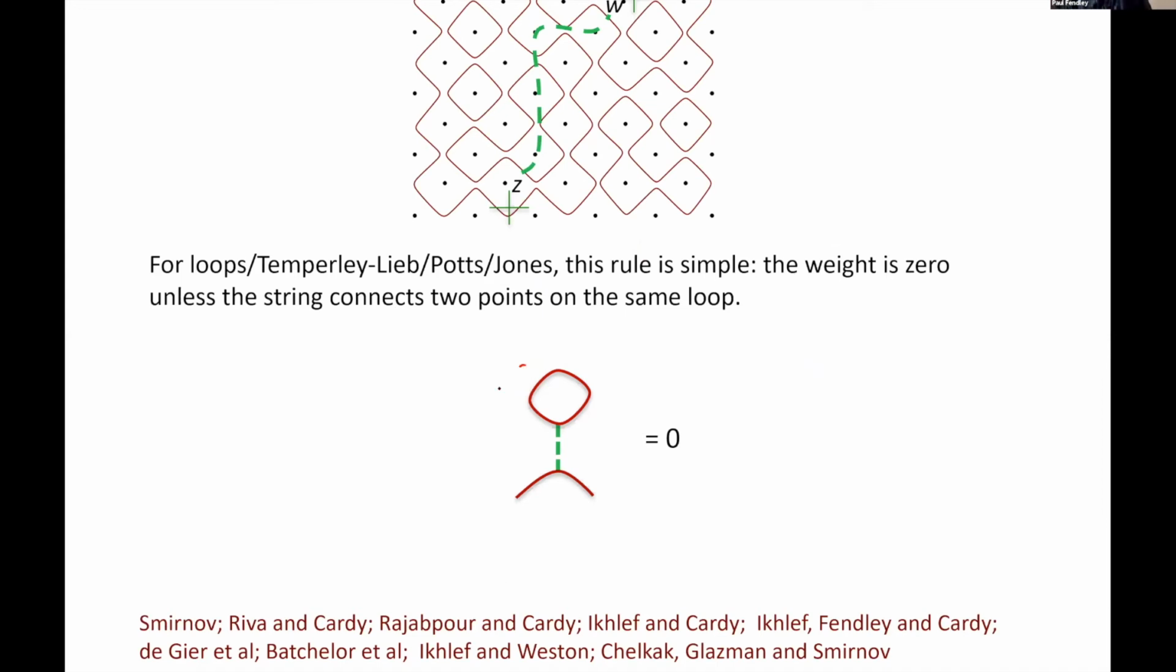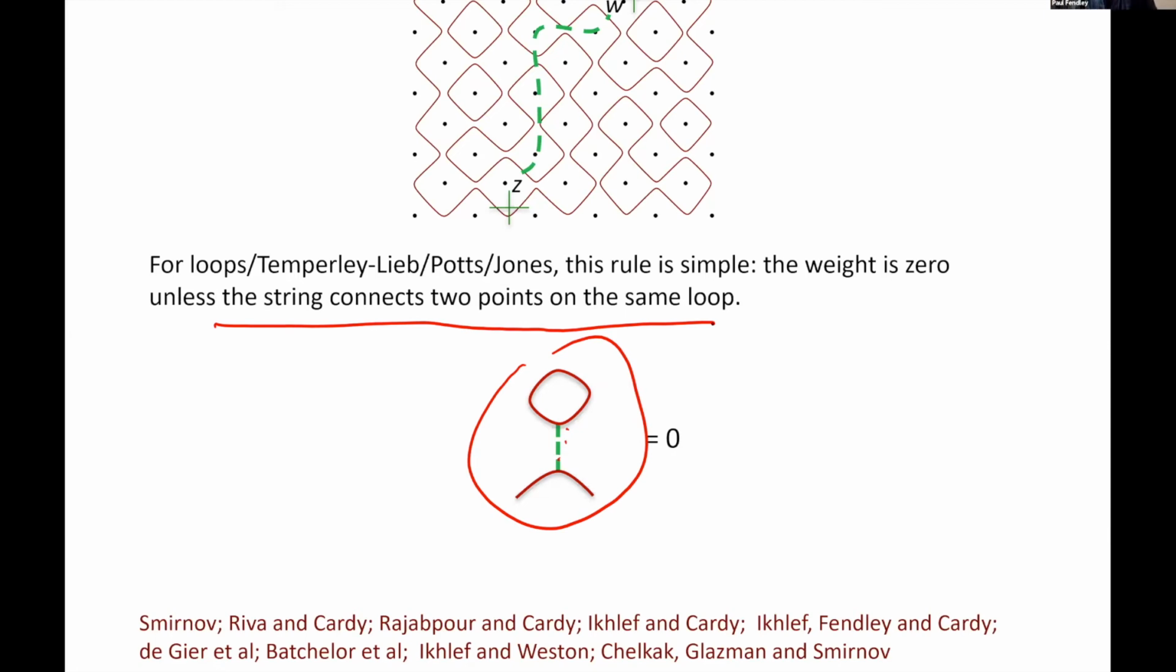Because of this condition that follows from the bubble removal thing I wrote long ago, tadpoles always vanish. So if I ever have a line there that ends in a loop, it must vanish. Just look at the bubble removal I wrote a while ago. That's zero, has to be zero. So what you get when you do loops here and you do that there, it just says that the weight is zero unless the string connects the two points on the same loop.